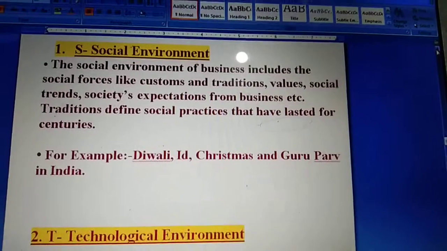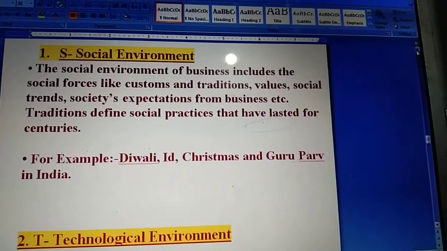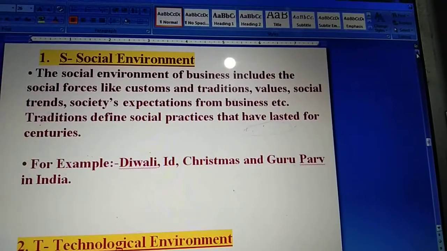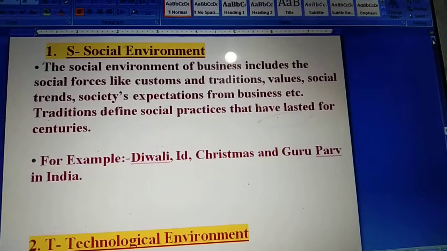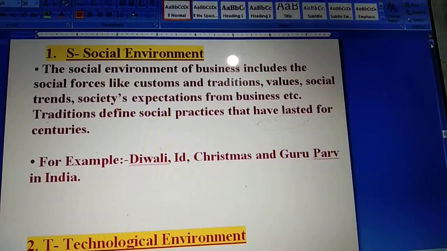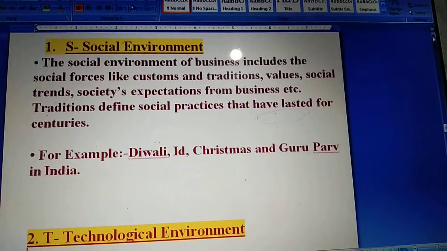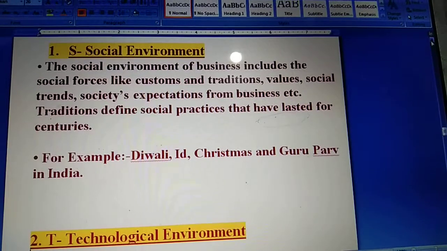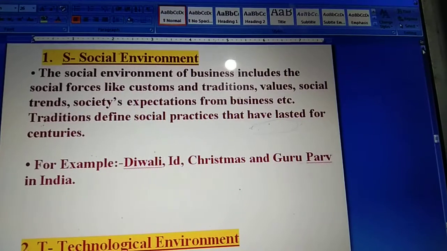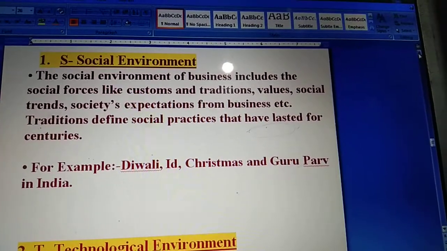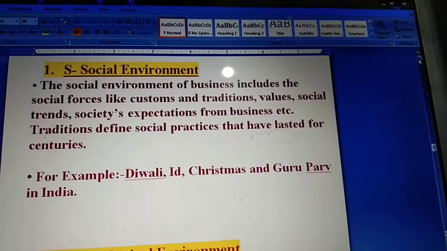Now, in the social environment, as is clear from the word itself, this is related to society. How the society's customs, traditions and values are going to affect your business is called social environment. So you can see the definition here. The social environment of a business includes social forces like customs, traditions, values, social trends, society's expectations from business, etc. Tradition defines social practices that have lasted for centuries. It basically means the traditions, customs and values present in the society, and how they are going to affect our business, we call that the social environment.